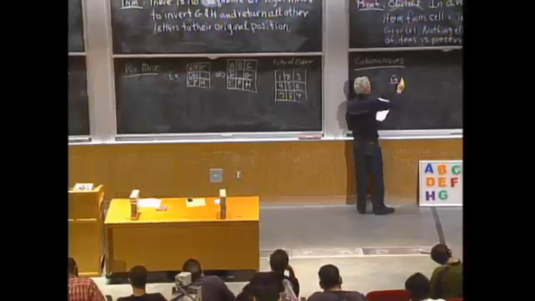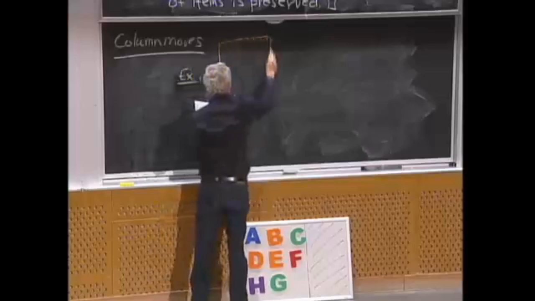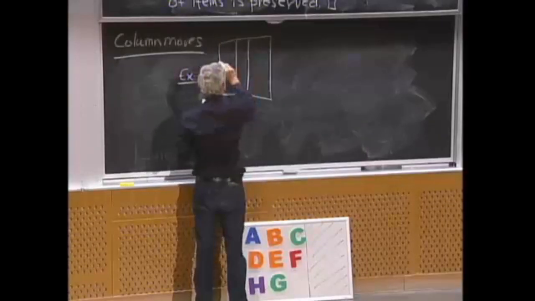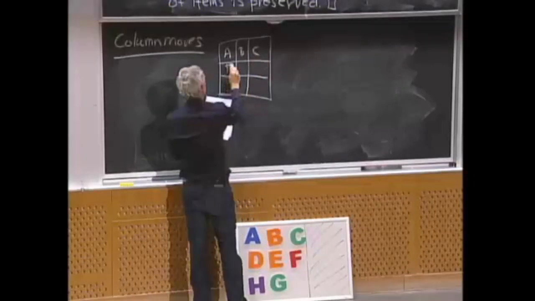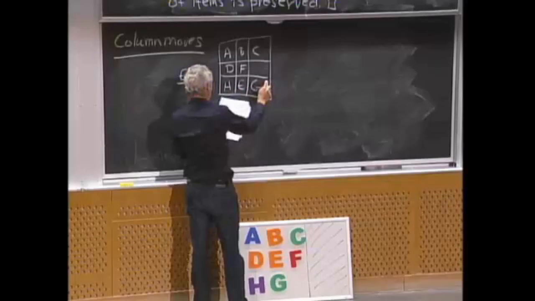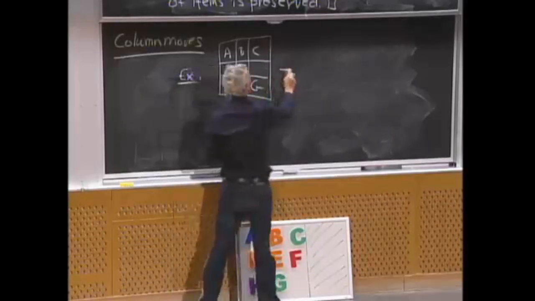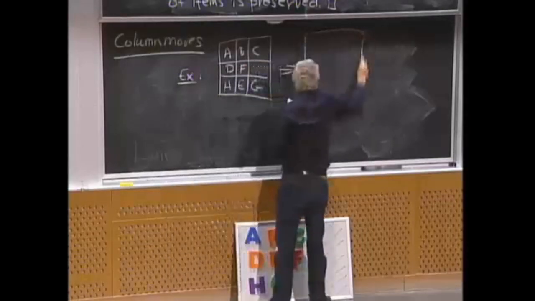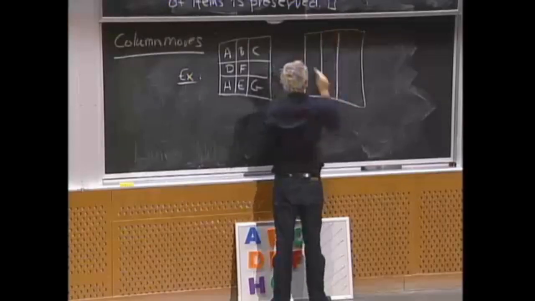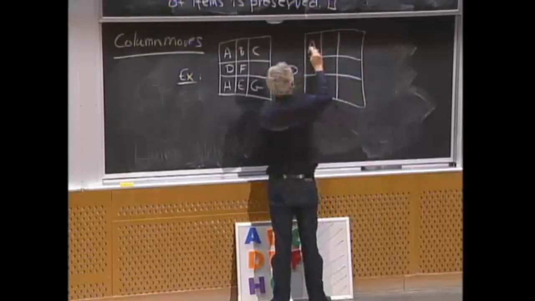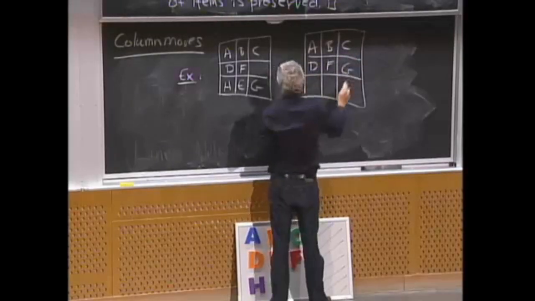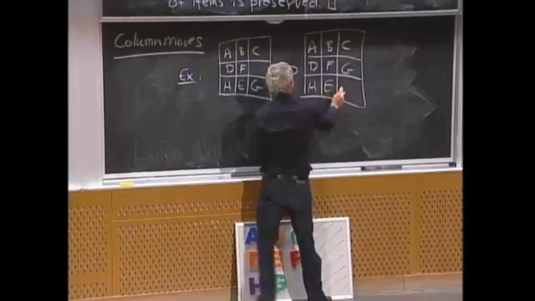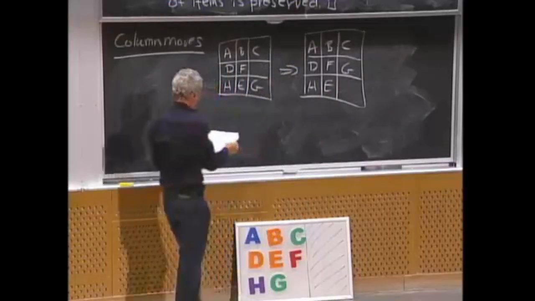So as an example of a column move, we have A, B, C, D, F, H, E, G. Say I move the G up. Then I would get this one: A, B, C, D, F, G, because G moved up, H, E. So G went to there.